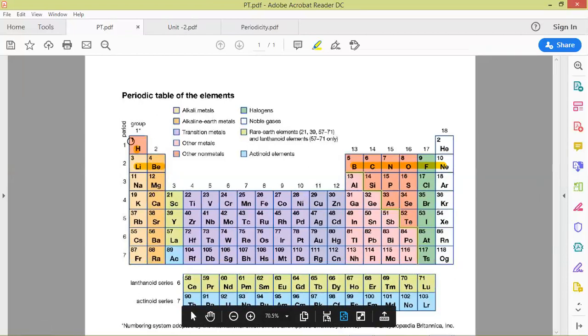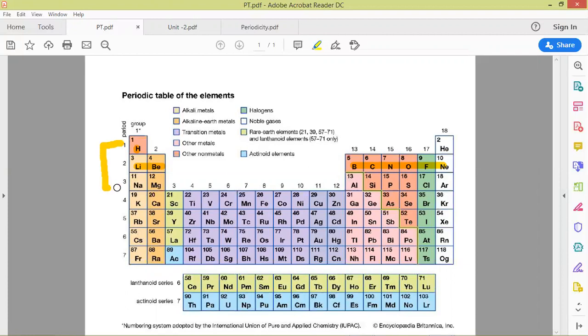So the first three periods are called short periods, as they have 2 elements in the first period, 8 elements in the second period, and 8 elements in the third period.